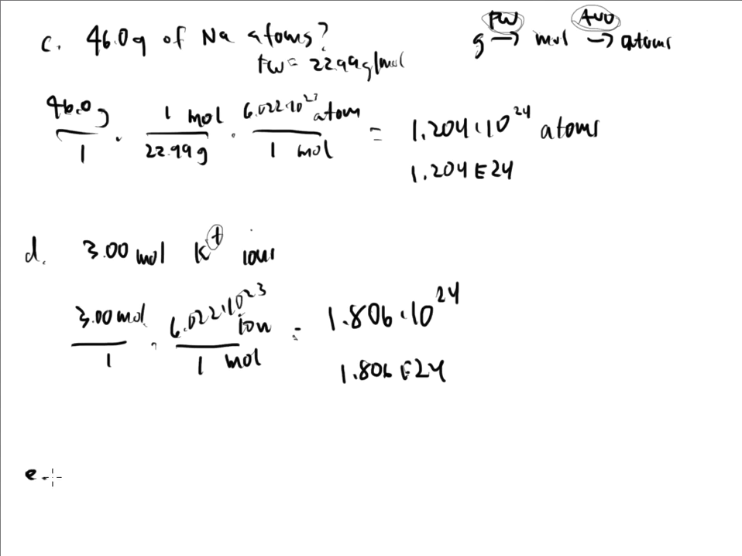And then finally we'll do one more. This is 68 grams of H2S molecules. All right, so 68 grams over 1, gram on top, gram on bottom, and I need to go to mole. That's the only thing that I can connect right now, and I need the formula weight in order to do that. So I need the formula weight of H2S.